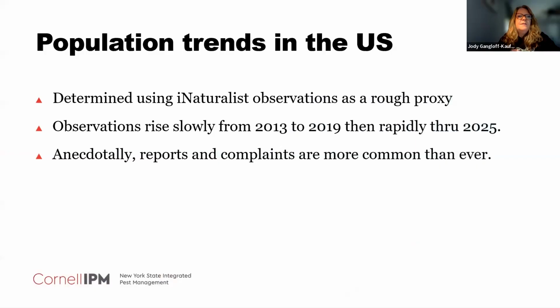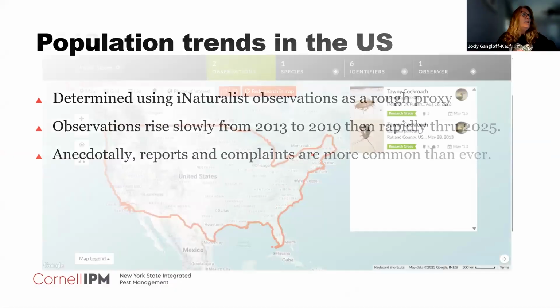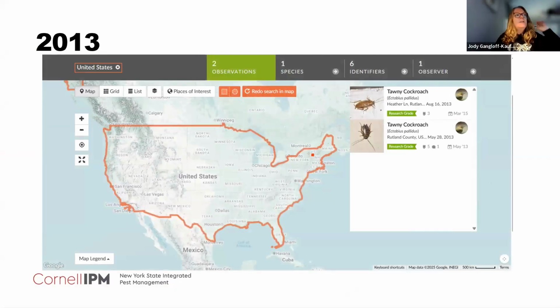The population trends in the US are really hard to track. The only source of information I could find was iNaturalist. I know it's not wholly reliable, but it is a good proxy in my opinion. What I see is the observations rising slowly from 2013 to 2019 and then rapidly through 2025. And anecdotally, as Matt said, we're seeing more and more reports, more complaints, more "what is this bug" kind of thing. So here is 2013 in iNaturalist in just the United States.